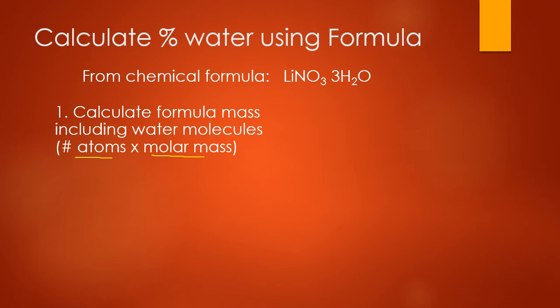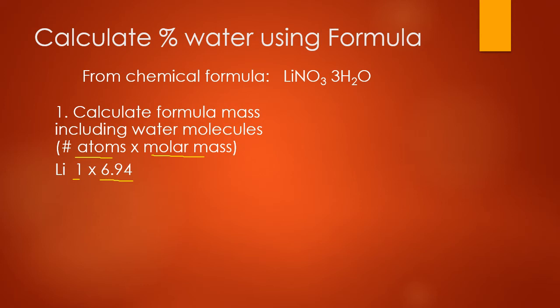So start by making a list of all the elements in that compound. So first we have lithium. How many atoms of lithium? Well, there's no subscript after lithium, so it's just 1 atom. We're going to multiply that by its molar mass that we find on the periodic table. So looking up lithium on the periodic table, we see that its average atomic mass is 6.94.